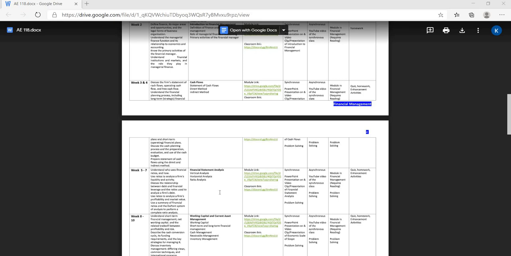The financial statement analysis would be composed of different ratios, different evaluations, and different interpretations of the financial statements. In the financial analysis, we will also be using the different financial statements such as the income statement, balance sheet, changes in equity, and cash flows. For our 8th week to 10th week, that would be our working capital and current asset management.